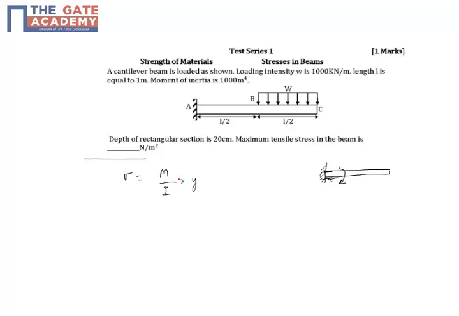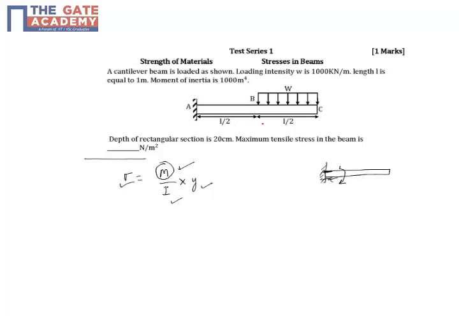Now I is basically the area moment of inertia, which is not changing, and y is the distance of the extreme fiber from the neutral axis, so that is also not changing. Throughout the cross section, because it's a uniform cross section beam, the only thing that is changing is the bending moment. The bending moment depends on the load, and wherever the bending moment is maximum, there you will get the maximum tensile stress.